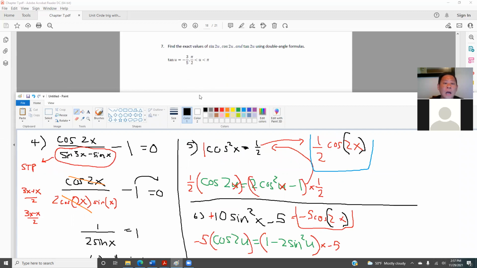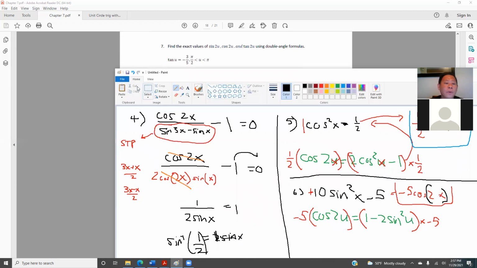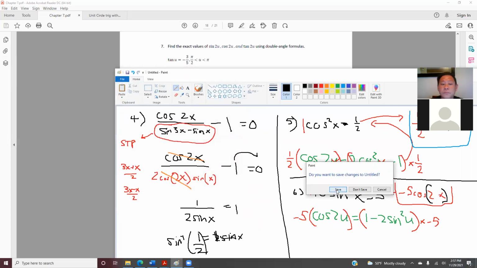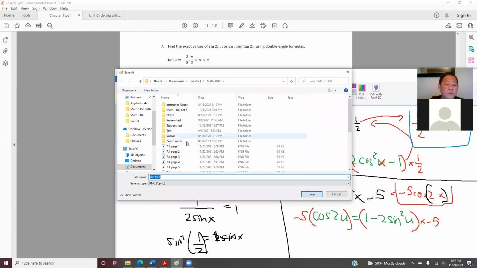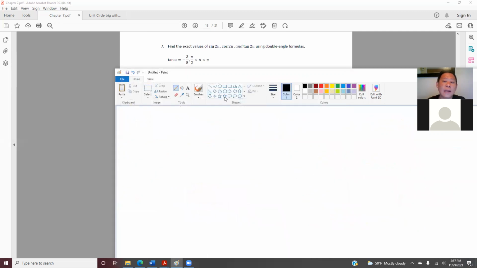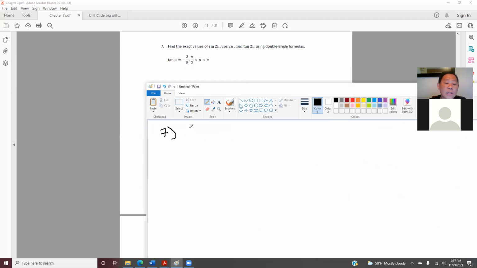Okay, so now we are doing question 7. This is asking you to find the exact value for tangent, sine 2u, cosine 2u, and tangent 2u, given that tangent u is -3/5 and pi/2 is less than u is less than pi.